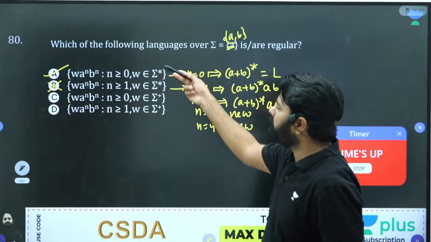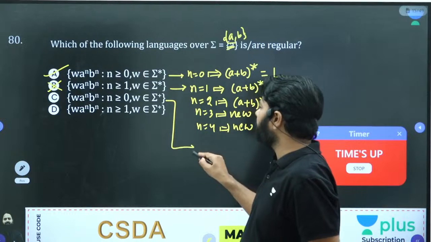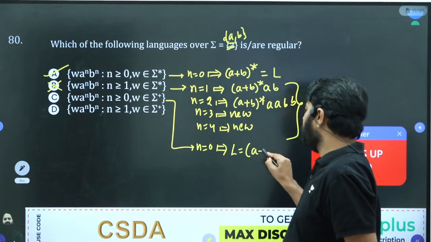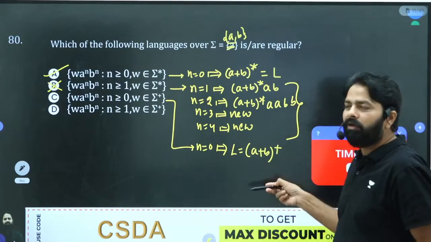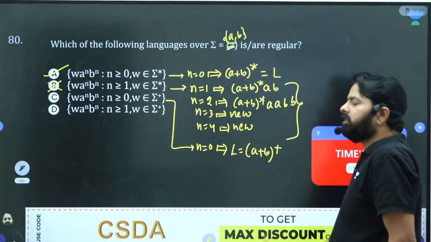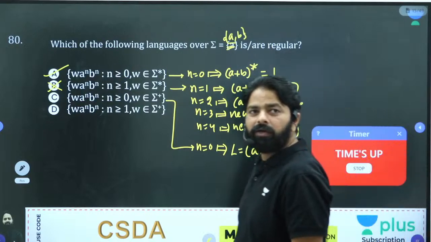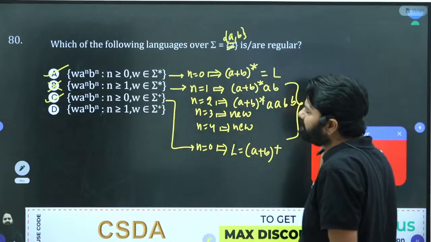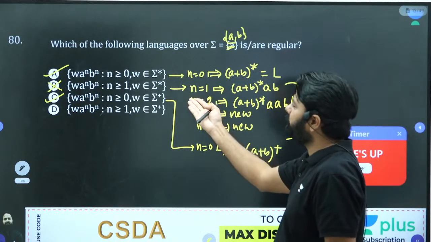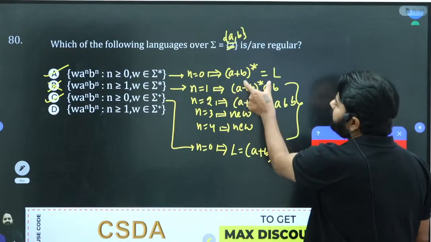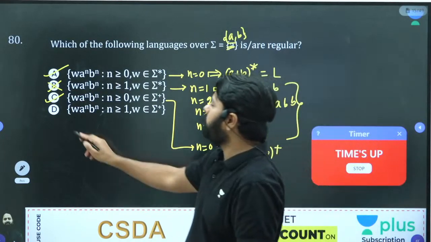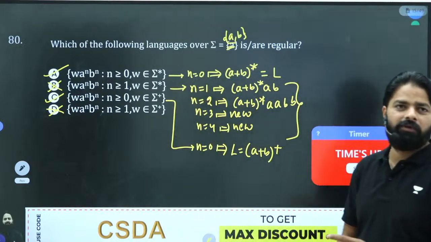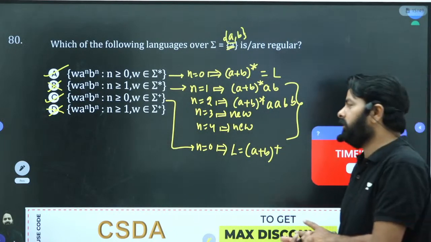And C is similar to A, because when you put n is equal to 0, you will get (a plus b) whole plus. And that's your language, because for all remaining values of n, the forms are covered in this expression. And D, is it similar to this one, B? Yes. When n is equal to 1, you will get (a plus b) whole plus. That's it. But this is also not regular, similar to option B. So A and C are correct. That's the answer: A and C.